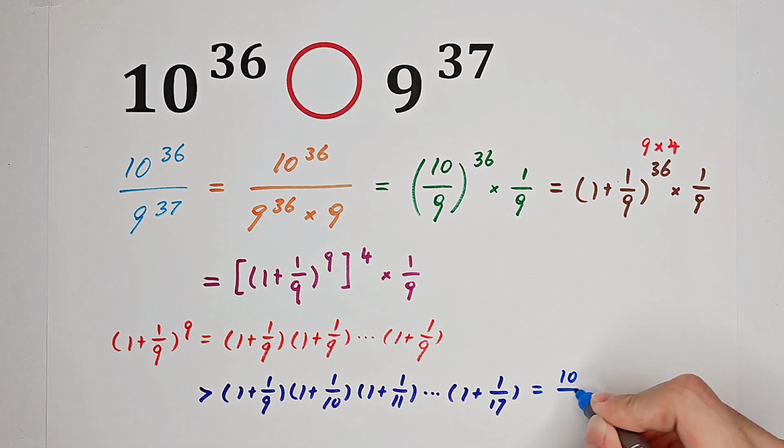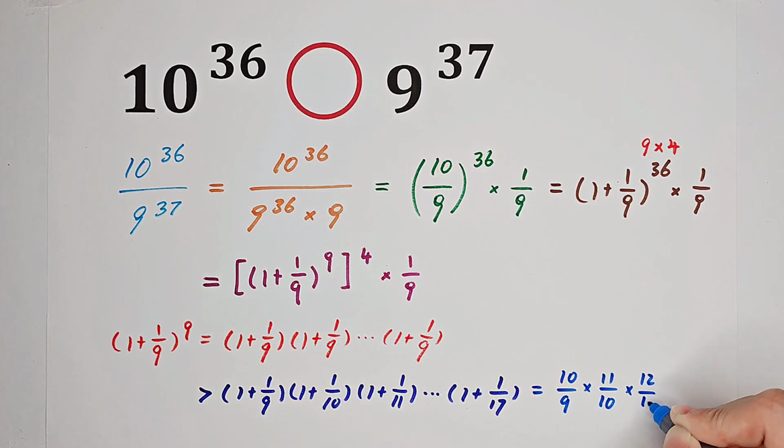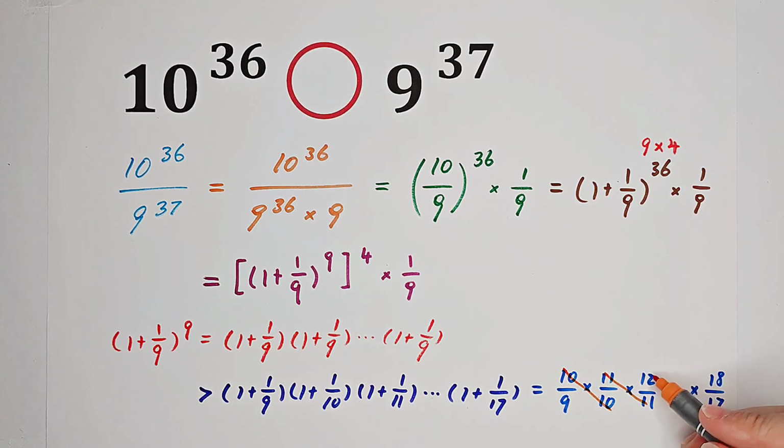It is 10 over 9 times 11 over 10 times 12 over 11, then times up to 18 over 17. And you can find out that the things in the middle can actually be cancelled out. So only two things are left. There's 18 on the numerator and there's 9 on the denominator. And we know that 18 over 9 is 2. So the product is actually equal to 2. So that means this one is greater than 2.